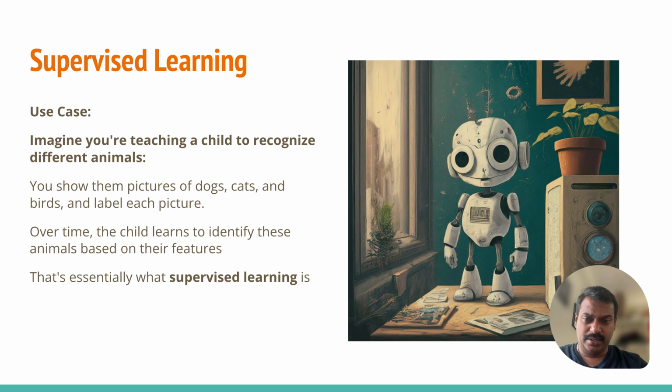Imagine you are teaching a child to recognize different animals, because initially they don't have any knowledge in their initial days. So what we do is show them pictures of dogs, cats, and birds, and we label each picture. Over a period of time, the child learns to identify these animals based on their features, which is a dog, which is a cat. This is essentially what supervised learning is.